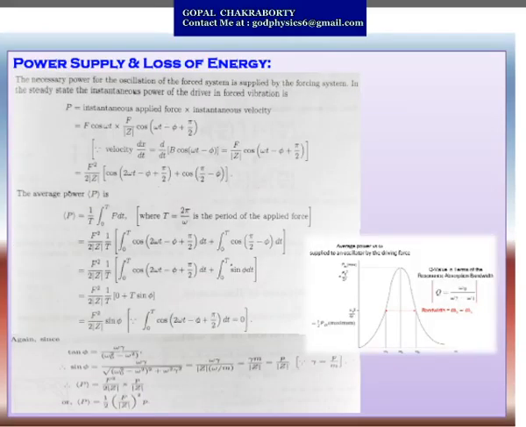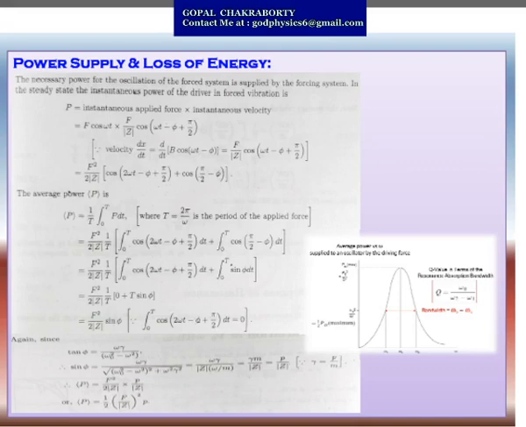Now the next part, that is power supply and loss of energy. To calculate the power supply, capital P, that is equal to instantaneous applied force into instantaneous velocity. So what is our instantaneous applied force? That is F cos of omega t or F sin of omega t. So the instantaneous velocity will be F by mod of z cos of omega t minus theta plus pi by 2.